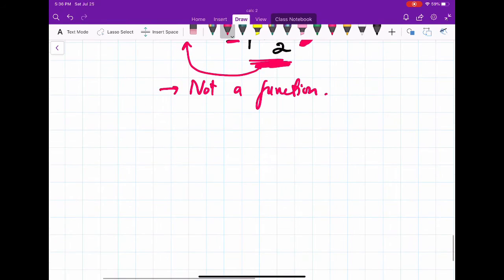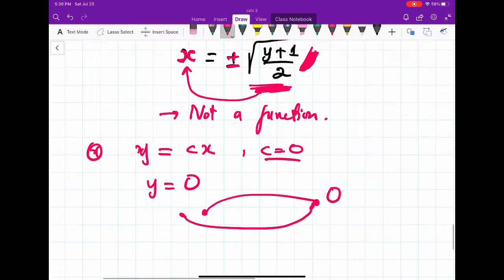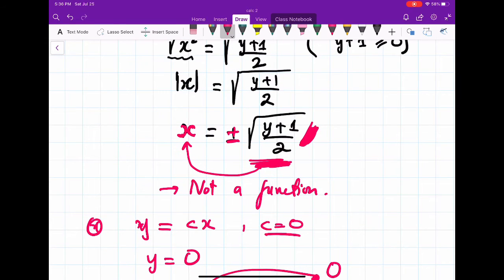If you remember the previous example, when we studied y equal to c times x, we said if c is 0, there's no way; the function does not have an inverse. Why? Because when c is equal to 0, y is just 0. That means you send all different x into just one point. You cannot go back. The situation is the same right here.